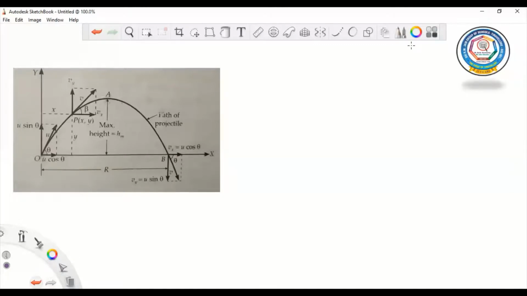Now next, let us find the expression for maximum height of a projectile and horizontal range. First, maximum height of a projectile. So what is this maximum height of your projectile, children? It is the maximum vertical distance attained by the projectile above the horizontal plane of projection, and it is represented by the letter H max, maximum height.